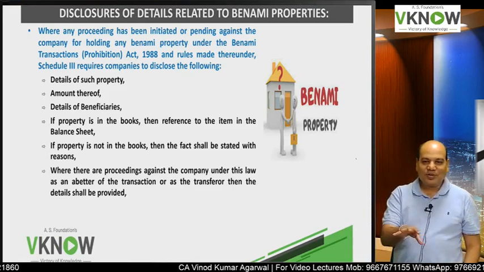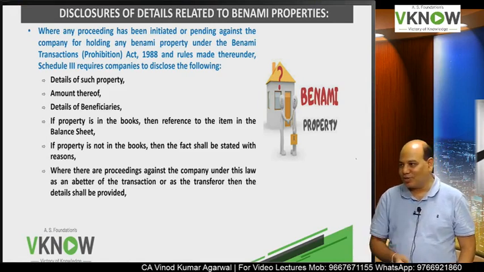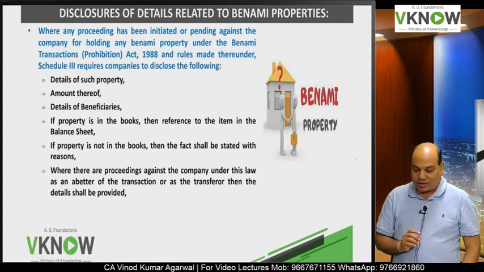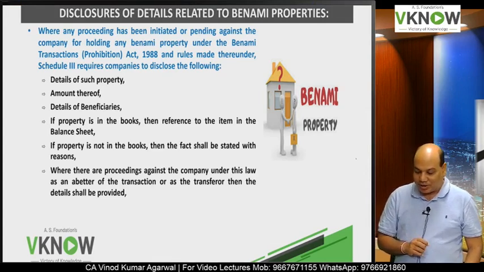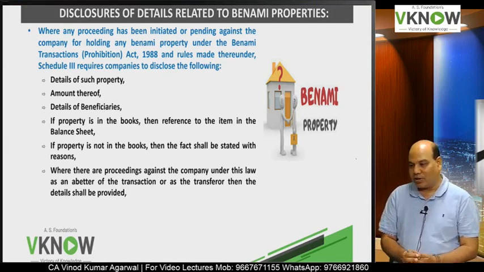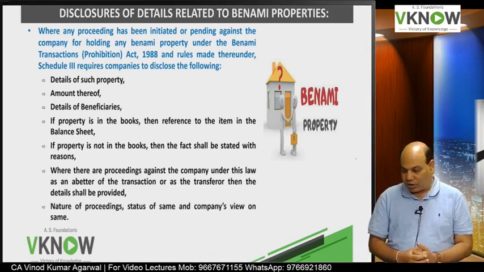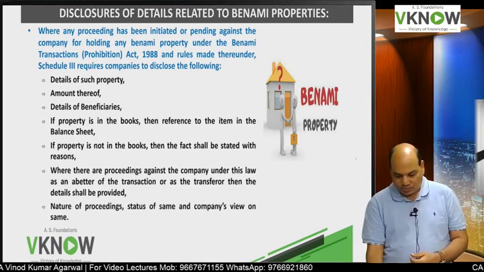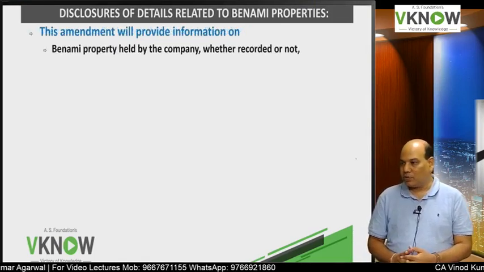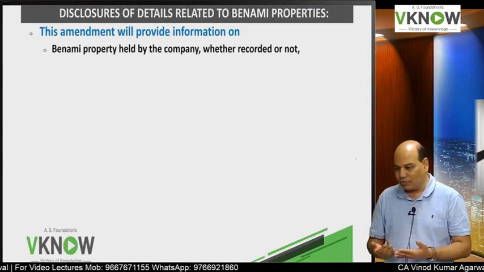I have seen a few balance sheets till now, because this will be the first year when all these disclosures will come, but nobody has said anything about it. Where there are proceedings against the company under the law as an abettor of the transaction or as the transferee, then the details should be provided. So all your legal proceedings you have to disclose: nature of proceeding, status of the same and the company's view on the same. So what was the purpose of this amendment? This is not a part of this amendment, this is our view.